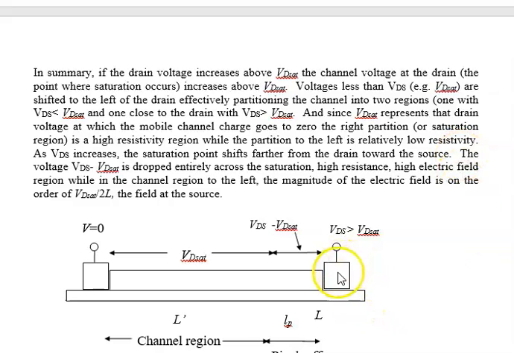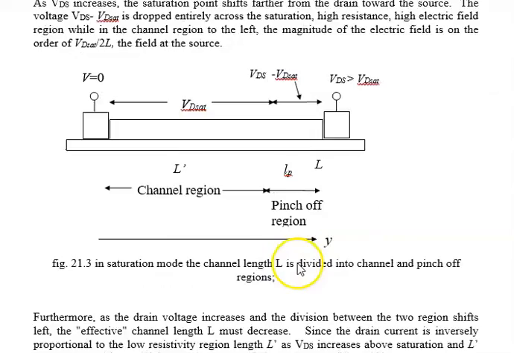If the pinch-off is to the left of the drain, that means that the source-drain voltage is greater than VD-SAT. In this particular case, we have the pinch-off at this point right here. Again, this is the gate, this is the oxide, and the channel is here. The channel length we call L prime, that goes from the source to the pinch-off point. So this point right here would be L prime, and the rest of this region right here we called delta L previously. That is the pinch-off region.